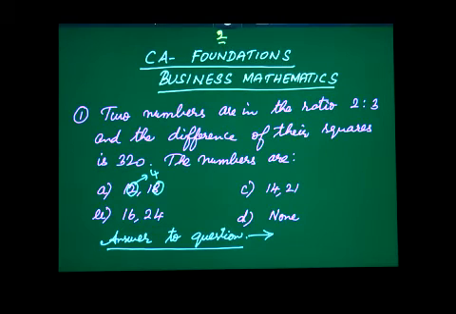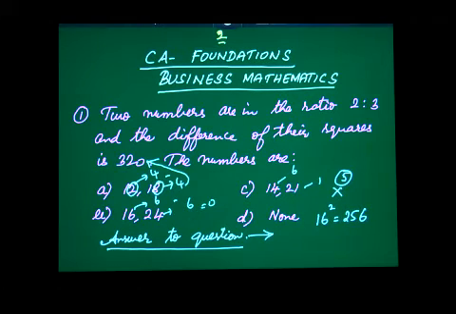C is not possible. Since we have 4, 4 square will be 16, so 6 will be in the unit place. For 21 square we will get 1 in the unit place. So 6 minus 1 will give you 5. So it is not possible to get 320. So we will check with option A or B. 16 square will give you 256. 24 square will give you 576. The difference of those two values will give you 320. So our answer is option B.